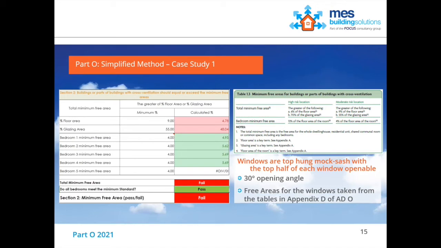So that's what we'd be looking at in this case: on those windows on the upper floors, we need to get a greater free area. So we would then need to look at changing that fenestration design to get those greater opening areas.